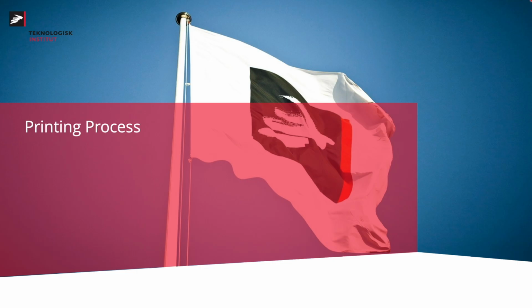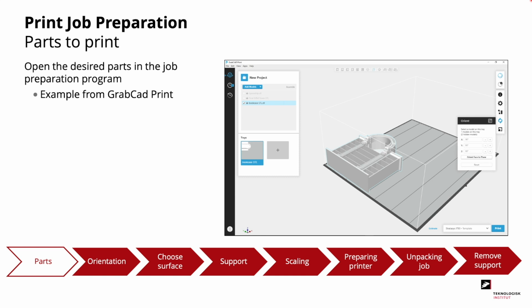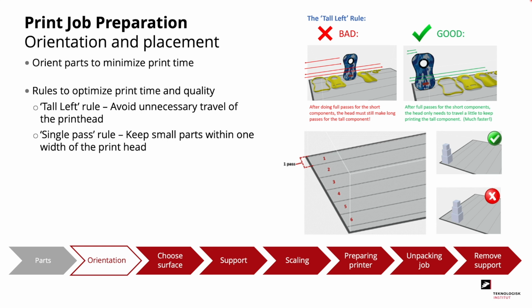We looked at the printing process itself in a previous chapter, so now we'll look at the steps that come before and after the actual printing. The first step is that we need to prepare the parts that we want to print. We do that by opening the parts in the job preparation program. Here we can see an example of such a program, which is from GrabCAD Print. Next up, we need to orient and place our parts on the platform.